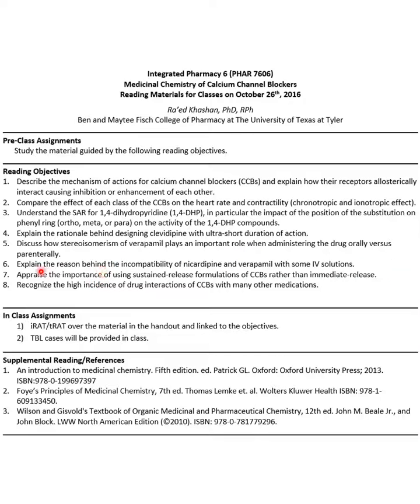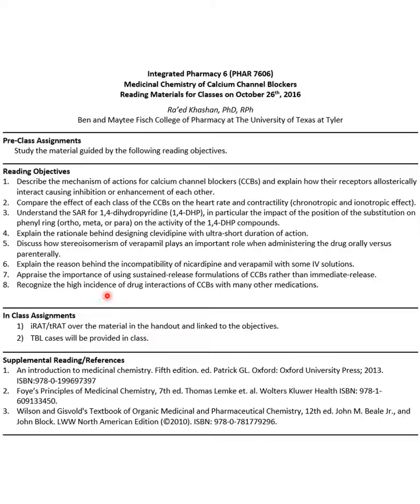And then explain why verapamil and nicardipine are incompatible with some of the IV solutions. Diltiazem as well, in theory, should be incompatible with the IV solutions. So explain why that is the case, and then appreciate the importance of designing these calcium channel blockers in the sustained release form instead of the immediate release. Okay, why is that true? What happens if you give these products in an immediate release form?